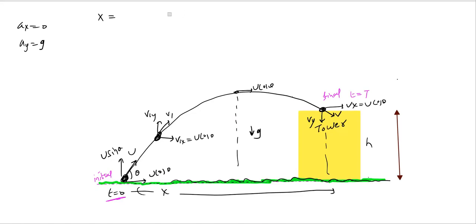Let me rewrite here. x equals ux t plus half ax t square. What is ux? u cos theta, and the acceleration along x is 0, so t square by 2 term vanishes. What is u? Horizontal speed. If they give any value, we can substitute and get that. So at what distance on the tower it will strike. Then if they give x and u cos theta, we'll calculate the time. Then if they give this h, we can write the equations.